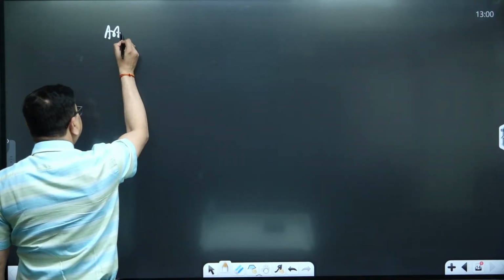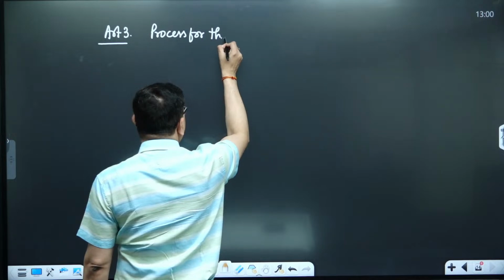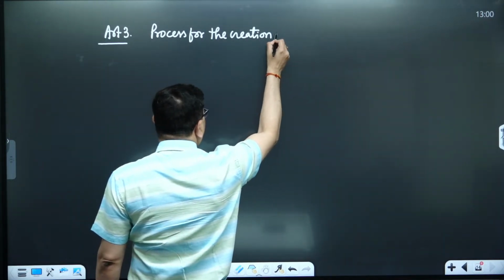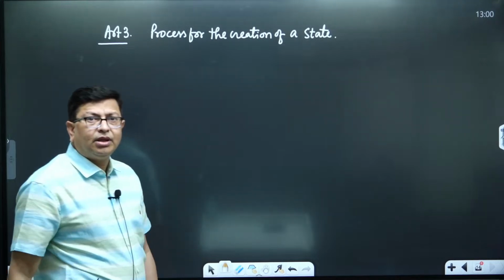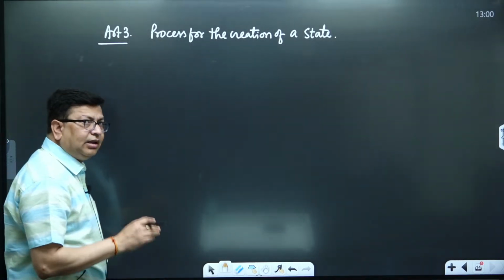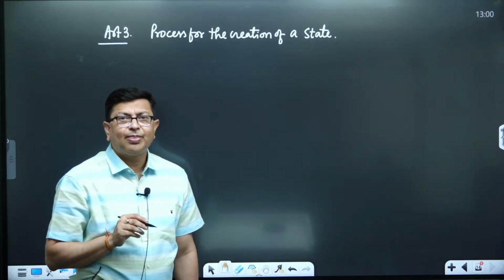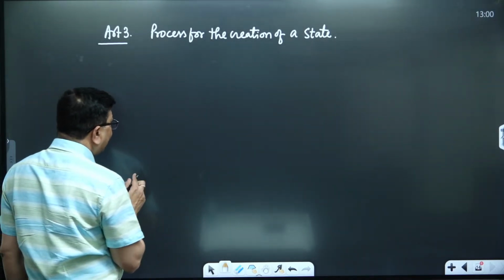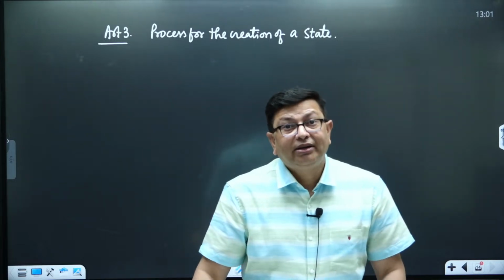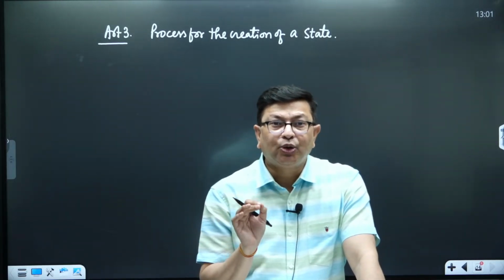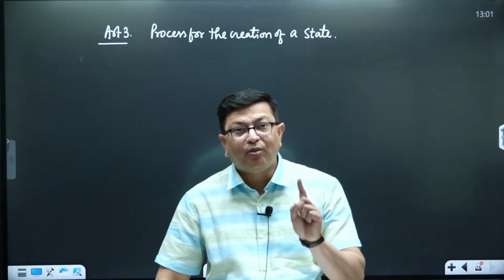In Article 3, the process for the creation of a state has been mentioned. Here you see how a new state is created. The question: which of the following statements is correct regarding the creation of new states? First of all, the bill can be introduced in either house of the parliament. But before such a bill can be introduced, it has to be recommended by the president.